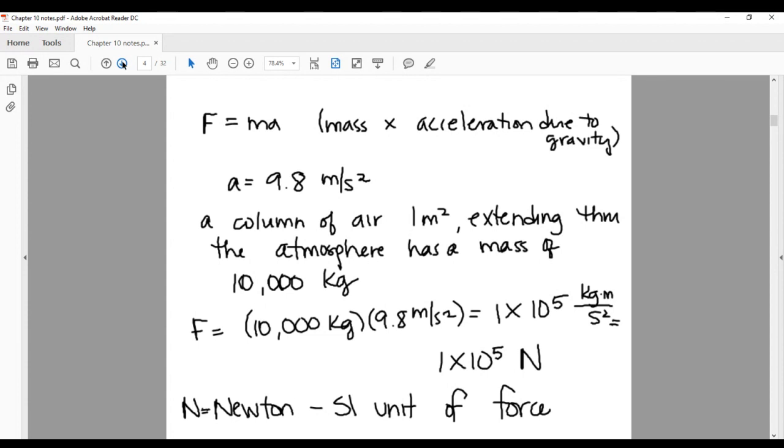So a column of air that is 1 meter squared, so that's its area, extending up through the atmosphere, going all the way through the atmosphere, has a mass of 10,000 kilograms. So if we complete this equation, we get 1 times 10 to the 5 kilogram meter per second squared, which is equal to a Newton. And Newton, named after Isaac Newton, is the SI unit of force. So a column of air that has an area of 1 meter squared has a force of 1 times 10 to the 5 newtons.